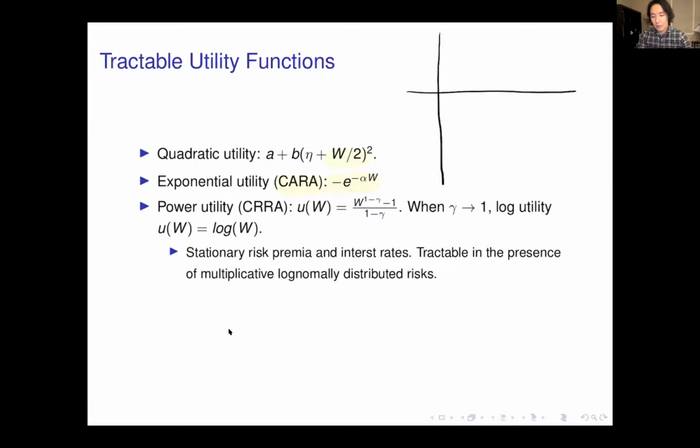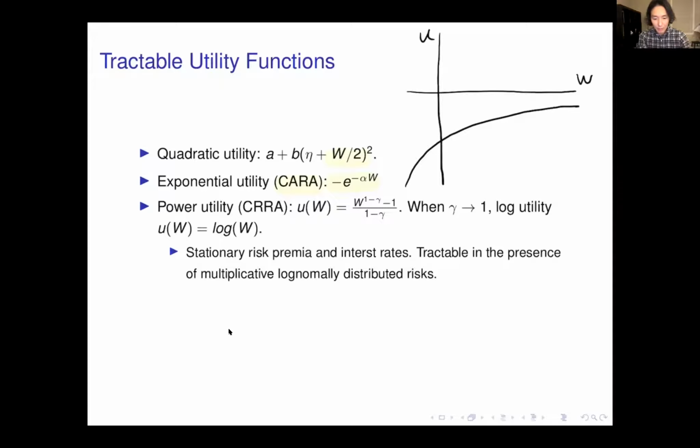Okay, so this is wealth and this is utility. Okay? So it is bounded above. That's the property of the CARA utility function, or the constant absolute risk aversion utility function, where alpha here is the risk aversion coefficient.